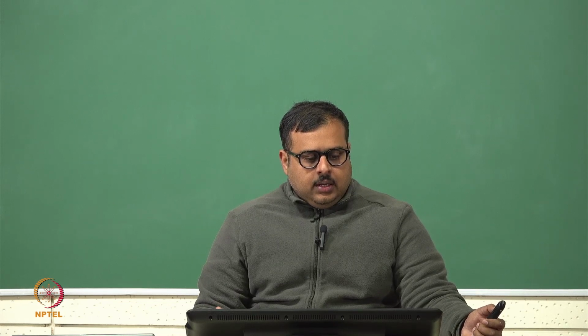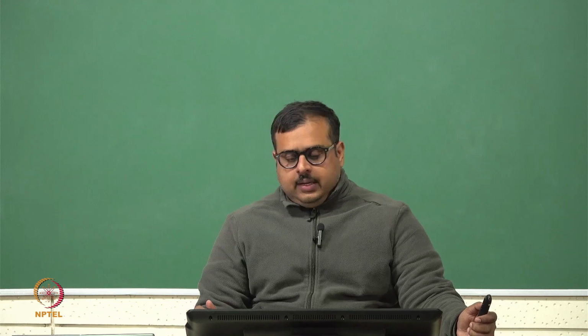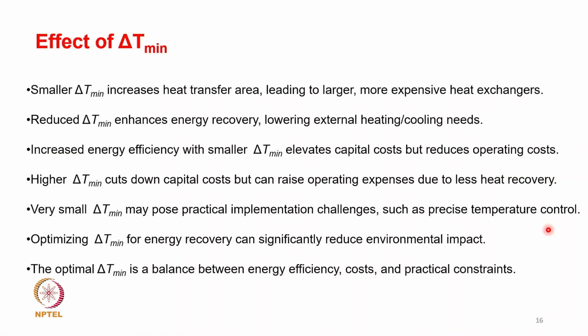So let's look at what is the effect of this delta T min. The smaller the delta T minimum, which essentially means an increase in the heat transfer area, leading to a larger and more expensive heat exchanger. Reduced delta T enhances the energy recovery, lowering the external heating and cooling need. Increased energy efficiency with smaller delta T min elevates the capital cost but reduces the operating cost. Higher delta T min cuts down the capital cost, but it can raise operating expenses due to less heat recovery.